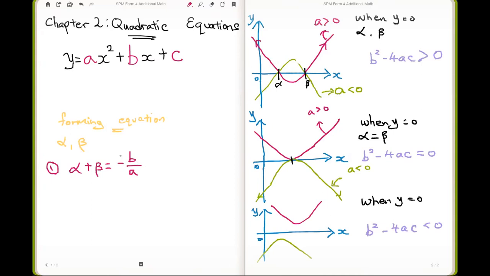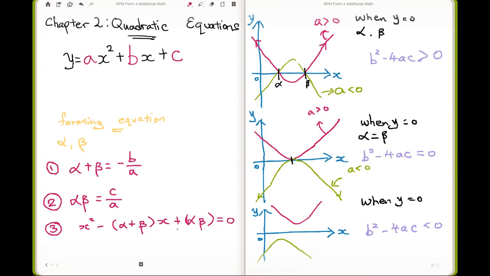If you manage to get negative b over a, then the next thing you want to do is the product of roots, where the product of roots is c over a. If you manage to get both, then third, finally, you're able to form the general equation: x squared subtract the sum of roots, alpha plus beta, times x, plus the product alpha beta, equals 0. Eventually you get to form an equation from the roots you have.